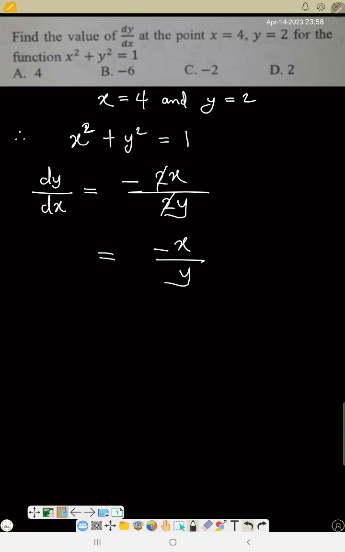So I've differentiated implicitly. Now at x is 4, y is 2. So this becomes minus 4 divided by 2. So this is minus 2. So the correct answer is C. That's it. So let's see number 5.